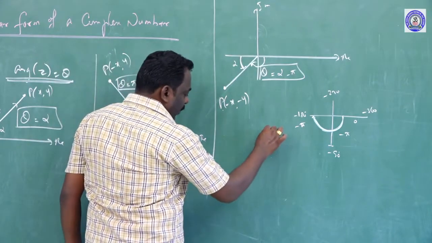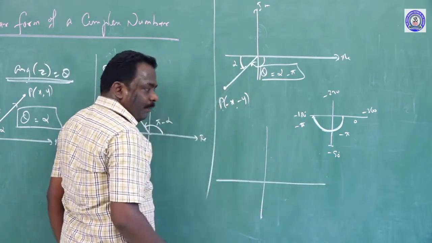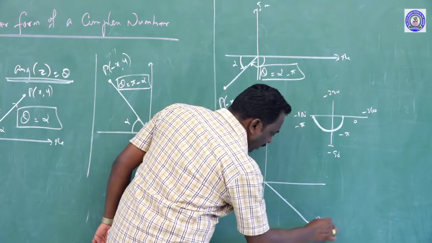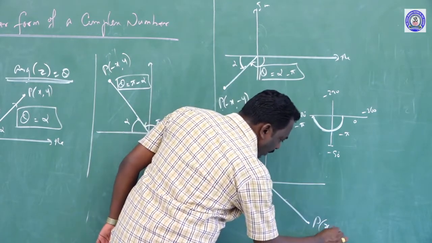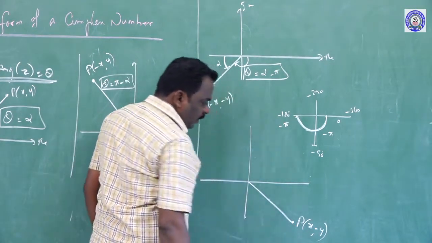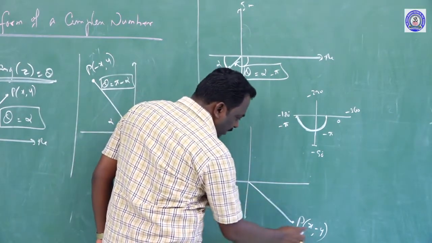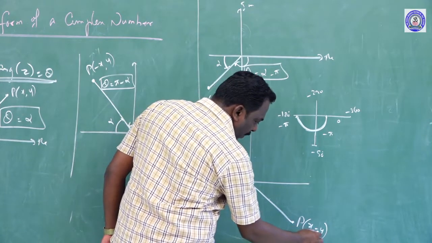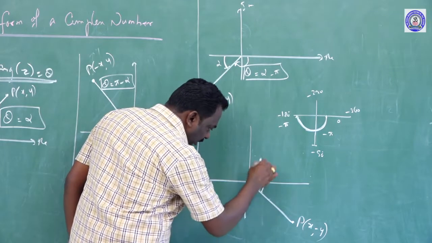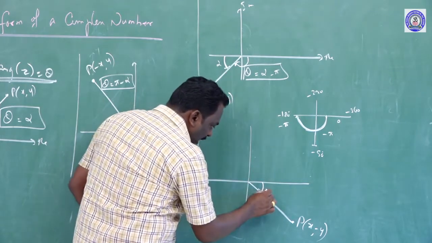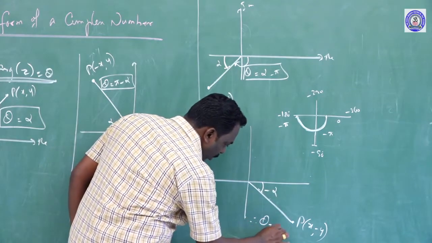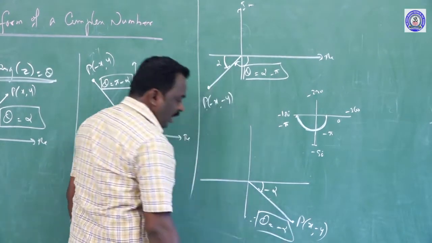Next is the fourth quadrant. When theta lies in the fourth quadrant, P is in the form where x is positive and y is negative. Therefore, P lies in the fourth quadrant, x is positive, y is negative, and P is in the form x comma minus y. Here the angle is downward, so it is minus alpha. Therefore, theta is equal to minus alpha.